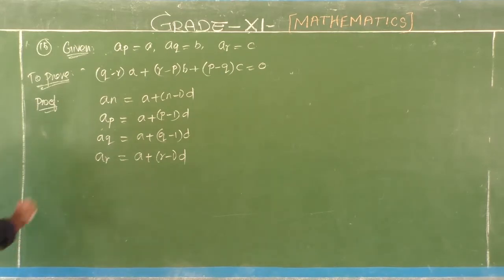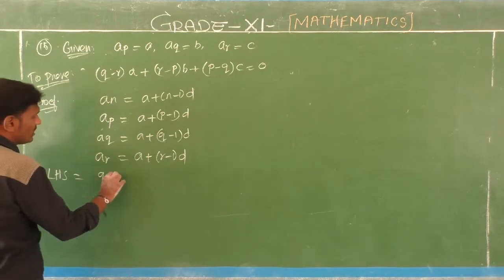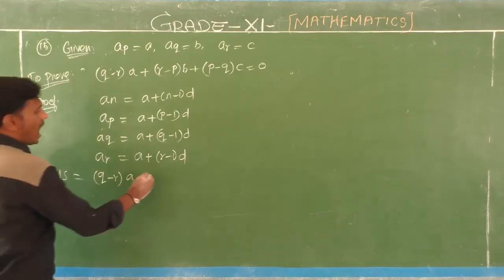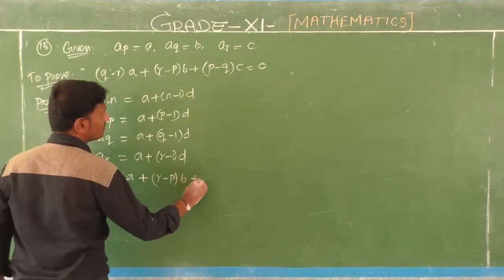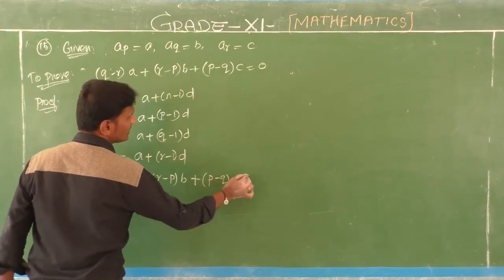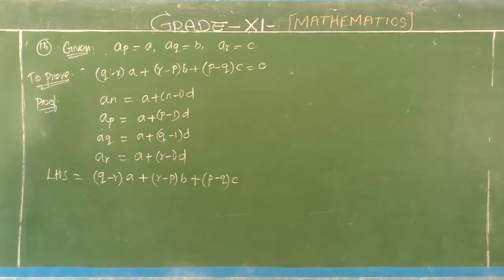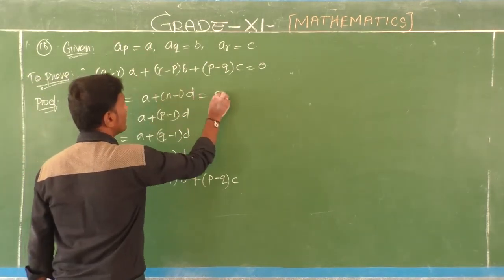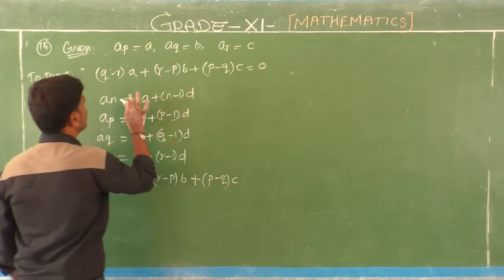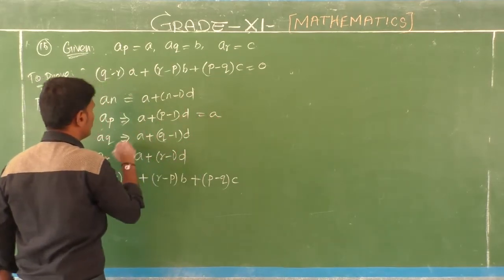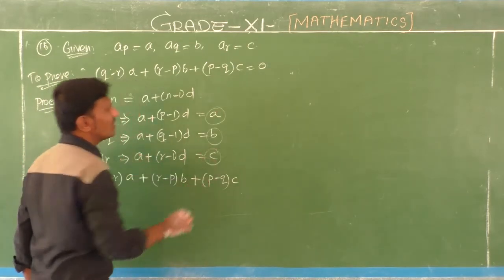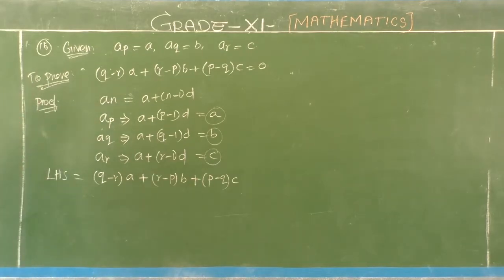Now I am going to take the left side and prove the right side. The left side terms are (q minus r) into a plus (r minus p) into b plus (p minus q) into c. Now I am going to substitute the values. The pth term is a, the qth term is b, and the rth term is c. Now you are going to use these for the left side.